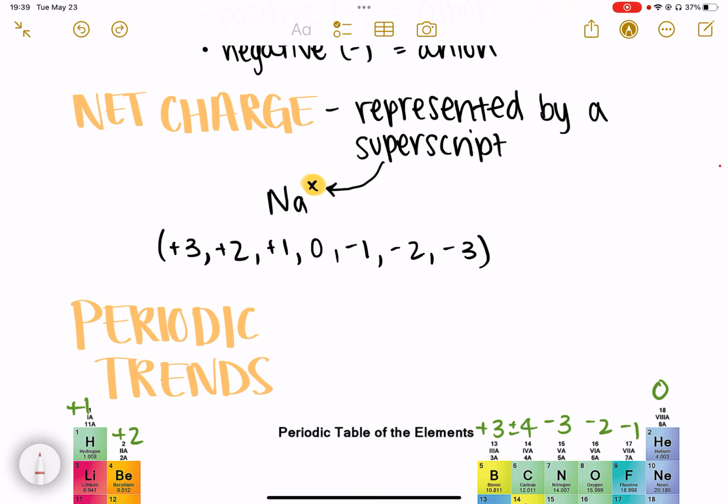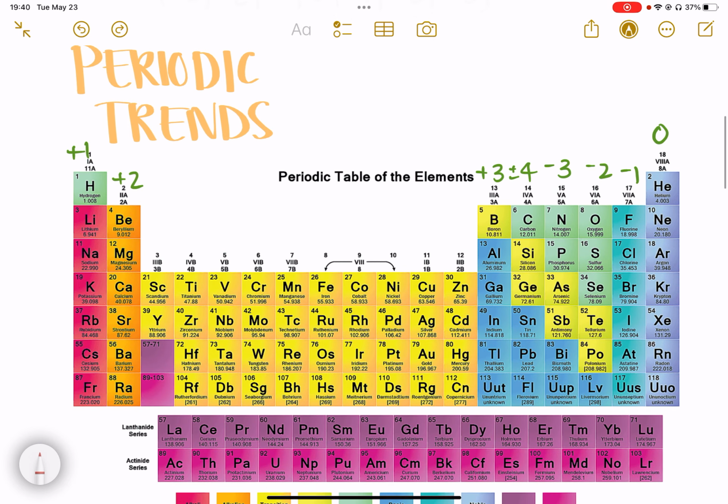So if you have a plus, you have an extra electron, and they're trying to get rid of it. Zero means neutral. Minus one means they are looking to gain one electron, so they're missing an electron. Minus two means they're trying to gain two electrons, or they're missing two, and minus three means they're trying to gain three electrons, and so on.